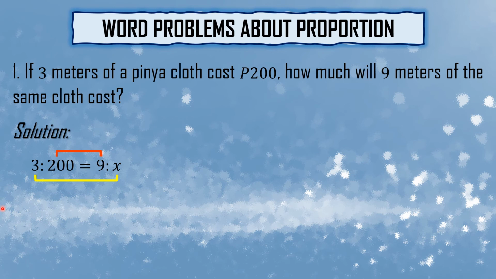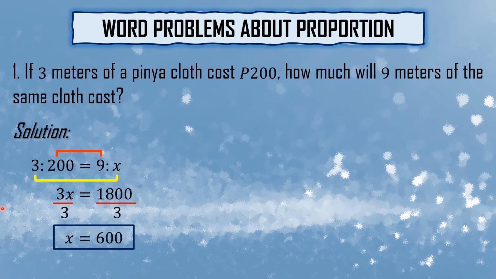So, let us now multiply. 3 times x is 3x and 200 times 9 is 1,800. And then divide both sides by 3. Therefore, the value of x is 600. Paano naging 600? 1,800 divided by 3 is 600. Therefore, ang 9 meters ng piña cloth ay may presyo na 600 pesos.